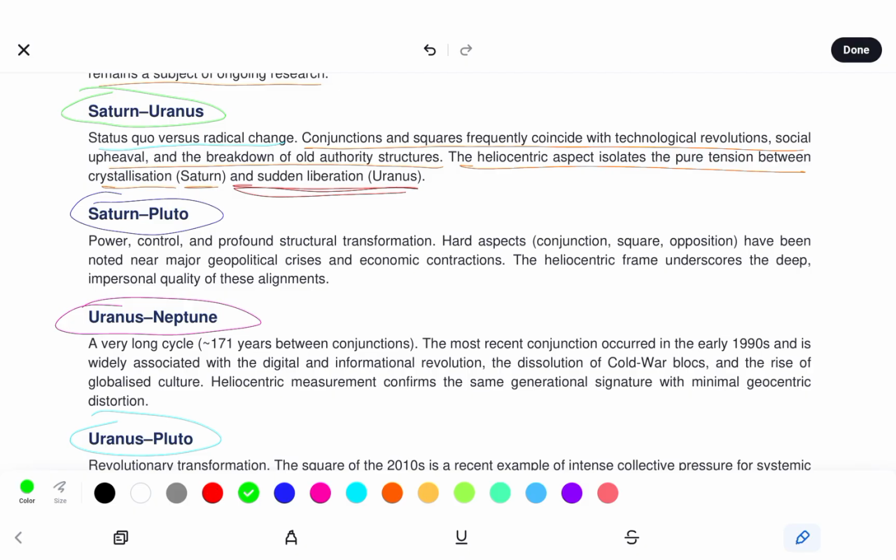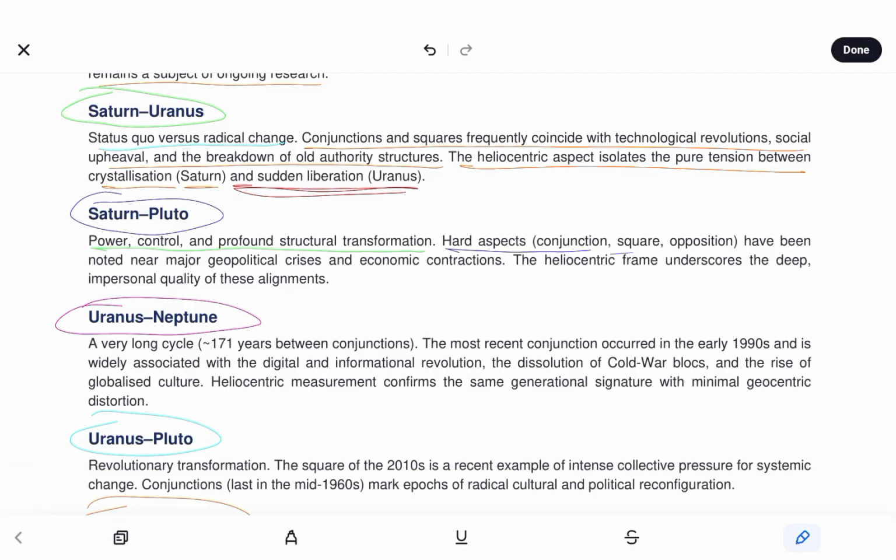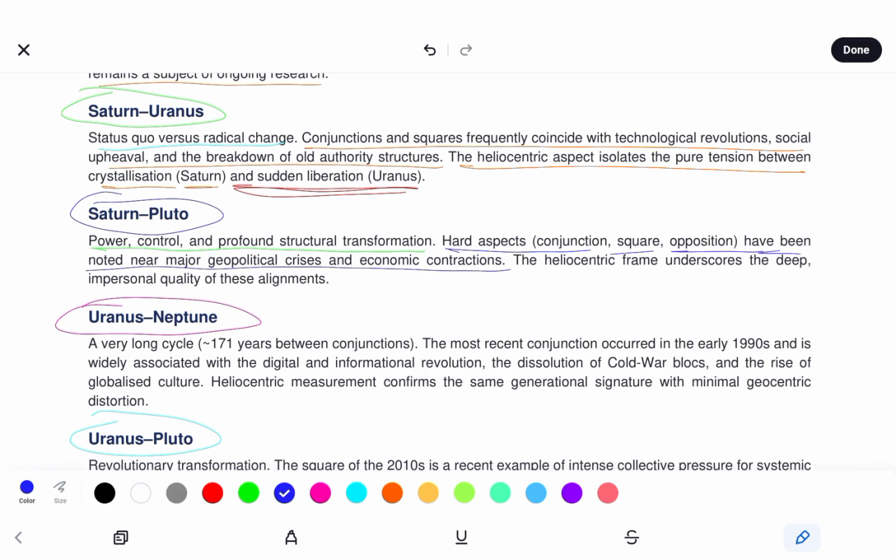We see Saturn, Pluto: power, control, and profound structural transformation. Hard aspects, conjunction, square, opposition, have been noted in major geopolitical crises and economic contractions. The heliocentric frame underscores the deep and personal quality of these alignments.